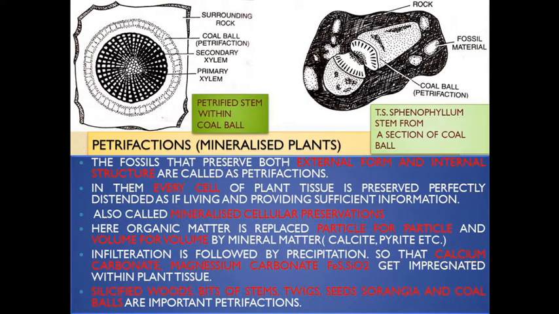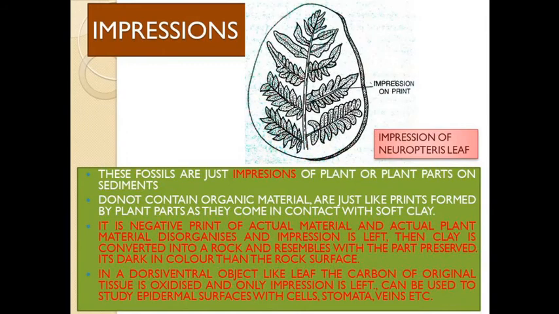It is thought that the buried plant material absorbs mineral solutions like carbonate, sulfate, silicate, phosphate, etc. And infiltration is followed by precipitation, so that calcium carbonate, magnesium carbonate, silica, and iron sulfide get impregnated within the plant tissue. Although most of the organic matter is destroyed, at least some original cell wall compounds remain and make the whole structure look like a stone. So they preserve every cell of plant tissue. So these are the type of fossils called petrifactions. So next are impressions. These fossils are just impressions of plant or plant parts on sediments.